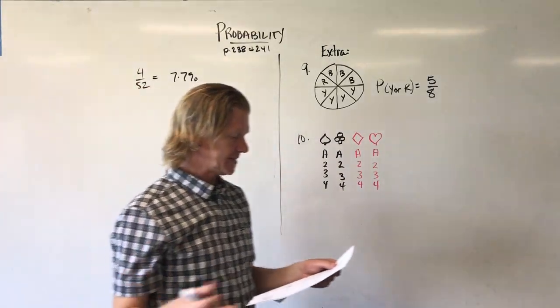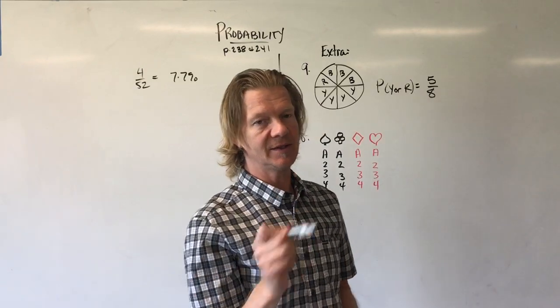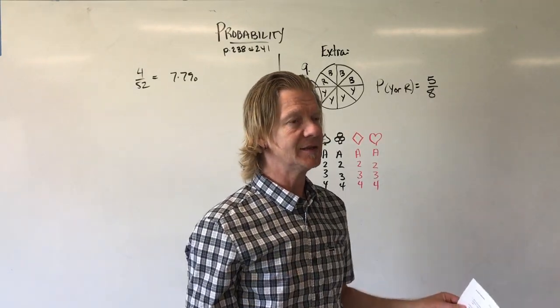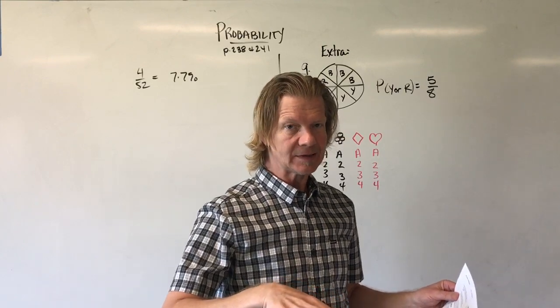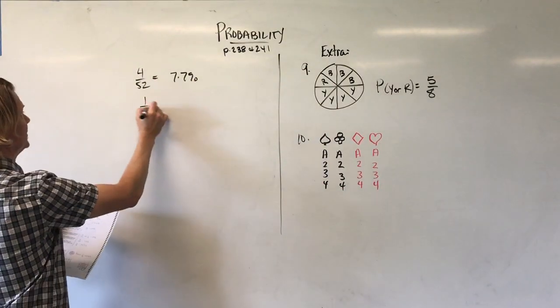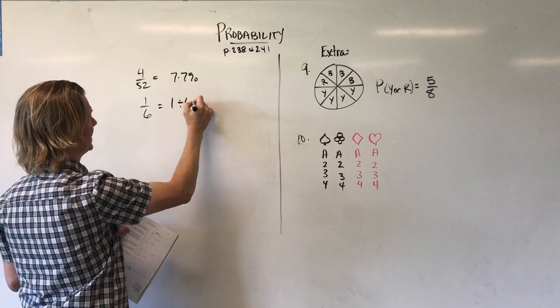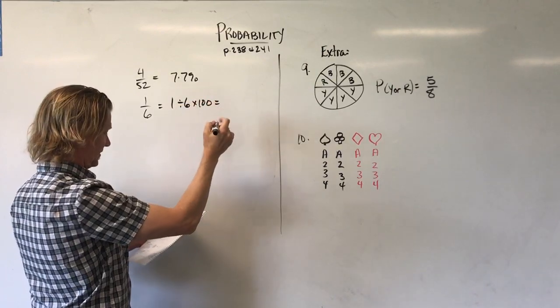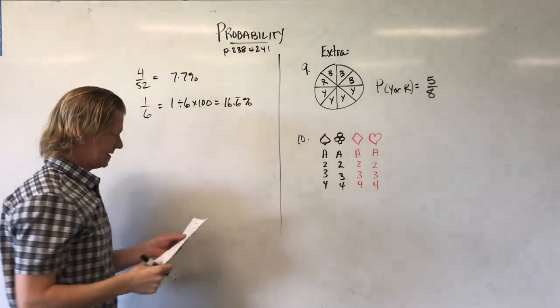Number 4, rolling a 6-sided die. What is the probability that the 3 will face up? Now the common error is 3 out of 6, but that doesn't make any sense, because there's not 3 ways of getting a 3. There's only one 3 on a die, right? So one chance out of 6 that you're going to get a 3. To make that a percentage, I'm going to go 1 divided by 6 times 100, and it gives me 16.6 repeating percent, or 17% is fine.